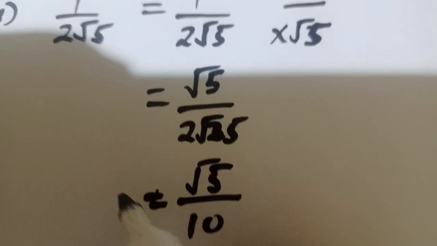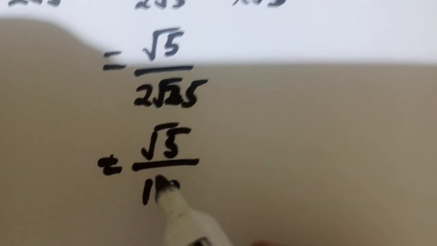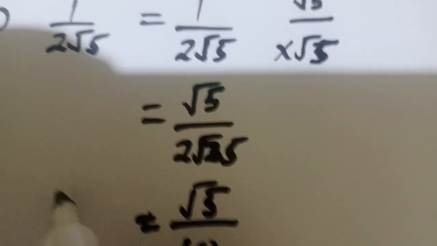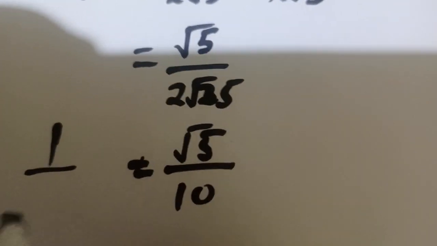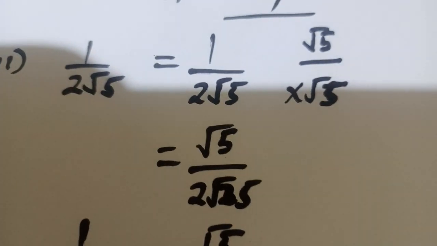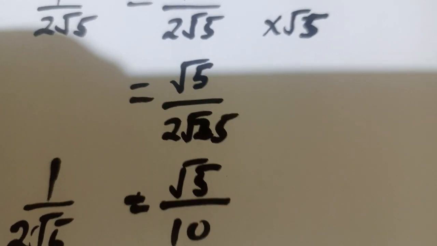2 root 25, and root 25, as we know, is actually 5. So we'll have root 5 over 10. Remember, we have 2 multiplied by now the square root of 25, which is 5, and that gives you 10. So this is the fraction now with the rationalized denominator of the original fraction, which we had as 1 over 2 root 5.